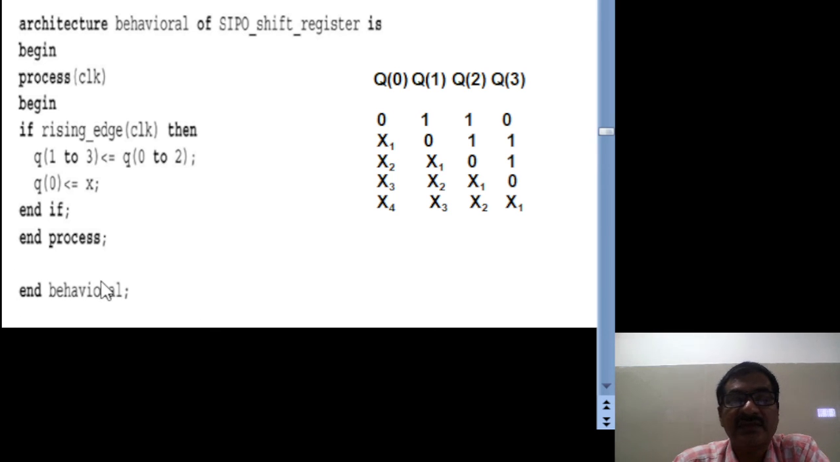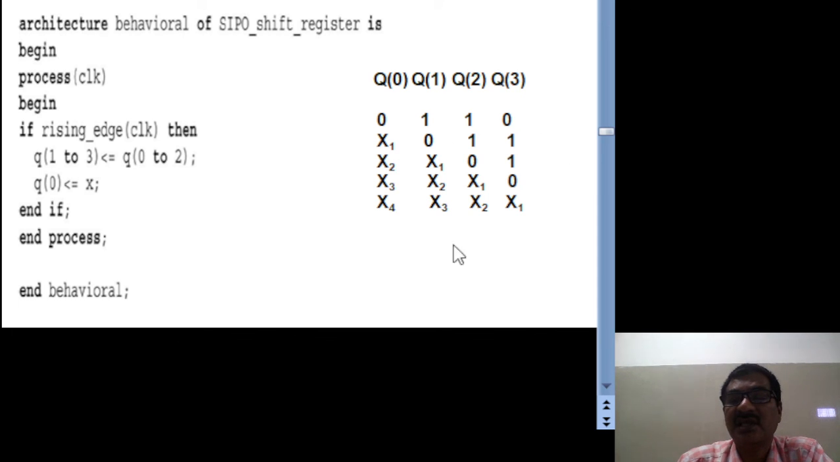So finally end if, end process, end architecture name. Clear? If you observe this operation, q of 1 to 3 is always equal to q of 0 to 2, because one bit is moved towards the right hand side direction.